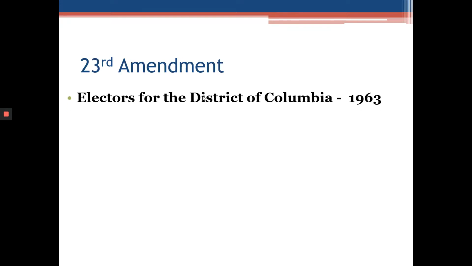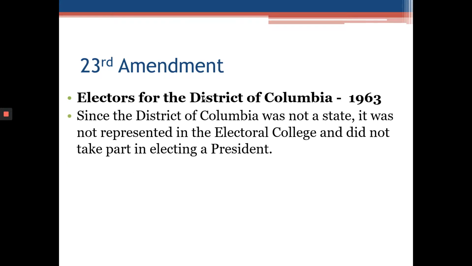All right, 23rd Amendment. This allowed for the people who lived in the District of Columbia to vote for President of the United States. Because the District of Columbia is not a state, they weren't allowed to send electors to the Electoral College to pick the president. And so in 1963, the people of the District of Columbia said, hey, we finally need to have representation and a vote. And so they received it under the 23rd Amendment.